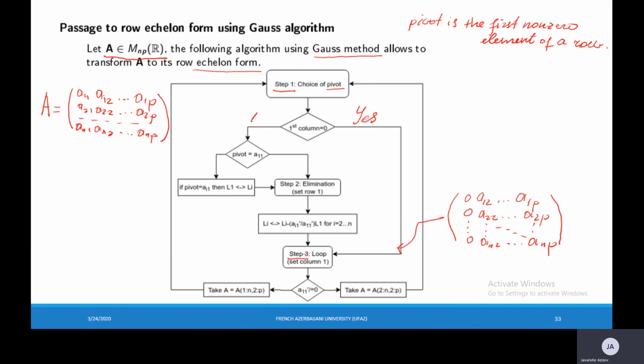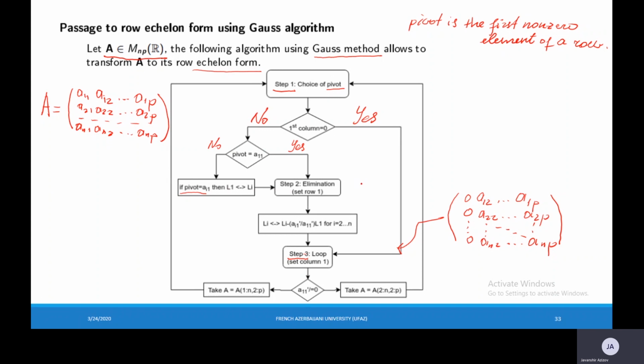If it's not true, if the first column contains at least one non-zero element, in this case we assign A11 to pivot. If A11 is a pivot, in this case we move to step 2. If it's not, we check the other rows of this matrix. If the first element of the ith row is a non-zero element, then it will be the pivot. In this case, we replace the first row and the ith row and move to step 2.